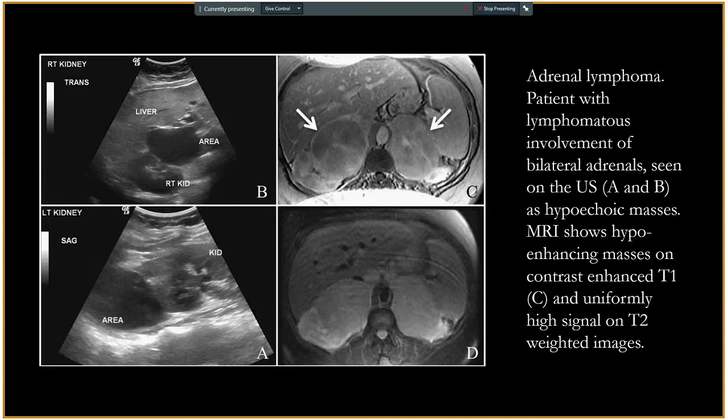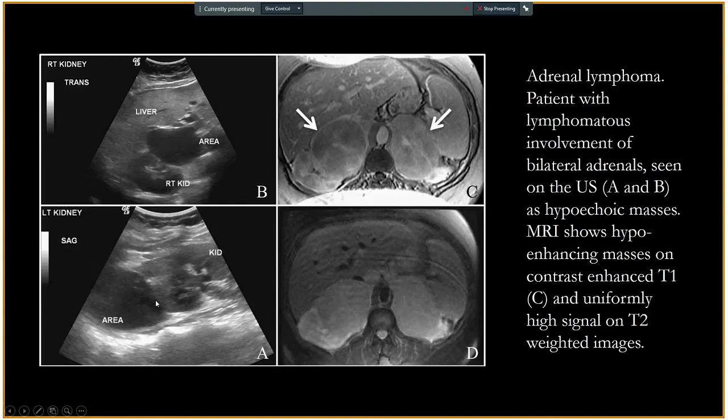So here's an example. This on the ultrasound, on the top left, we see the liver and the right kidney. In front of the right kidney, abutting the liver, we see this large mass. And this is on the right side. We see the same thing on the left side. Here is the kidney, and superior to the kidney, we see this hypoechoic mass.